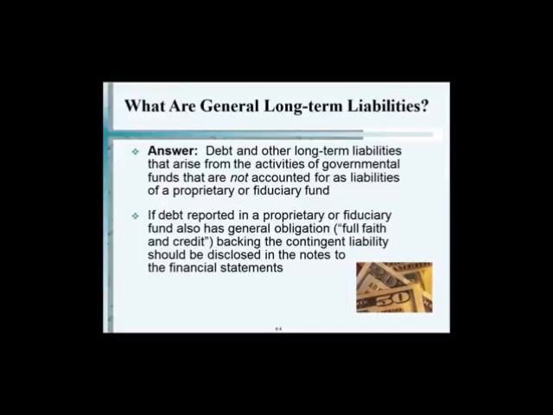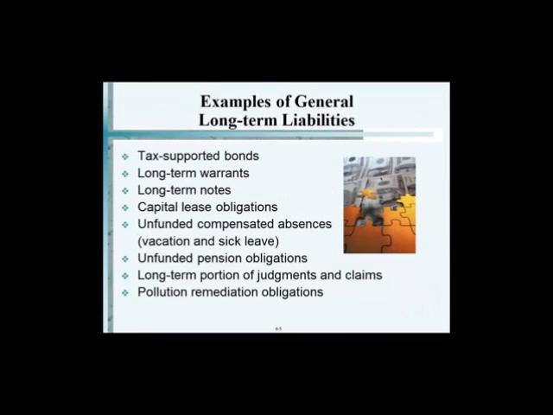These are the types of general long-term liabilities. So lo and behold, we thought long-term liabilities were only debt. But look at some of the other examples. Bonds, warrants, notes, capital leases, unfunded compensated absences, vacation and sick leave, unfunded pension obligations. Remember when I showed you the statement of net position for the state of New Jersey? This was a huge number, billions and billions of dollars. Long-term portion of judgments and claims. So anytime you read in the Star Ledger about a trooper getting sued and the state having to pay, that is a judgment and claim against the state.